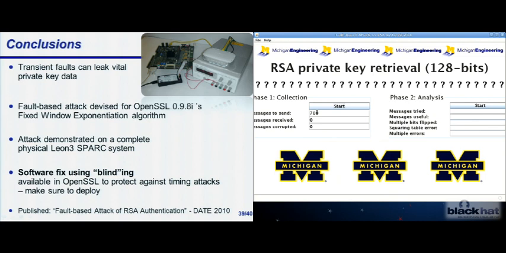So I guess one of the messages I want to deliver is faults are something to be concerned about. So faults are something that it's important to be protected from. And given how silicon technology is scaling farther and farther, the impact of transient fault is actually growing because smaller transistors need much less energy to switch because of an energy particle. What we attacked was OpenSSL 0.98 in the fixed window exponentiation algorithm. That hasn't changed even in the current version.